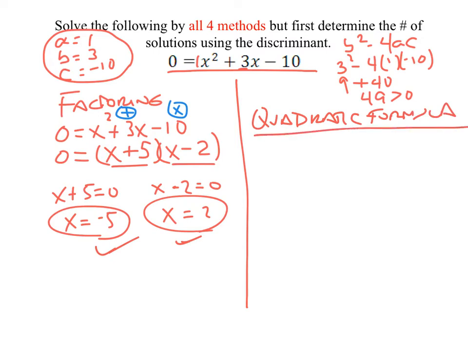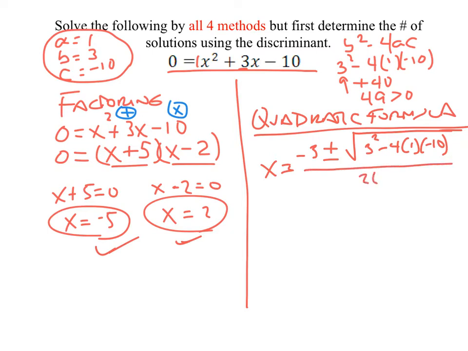So you've got it written on your card. So it's x equals the opposite of b, so negative 3, plus or minus the square root of b squared minus 4 times a times c, make sure your root symbol goes all the way across, all over 2 times a.